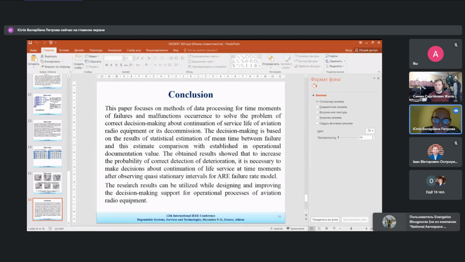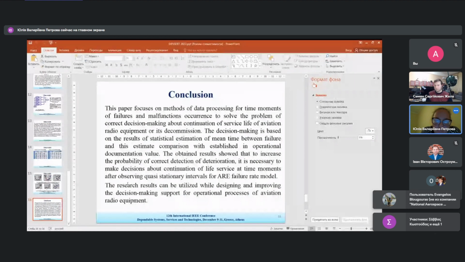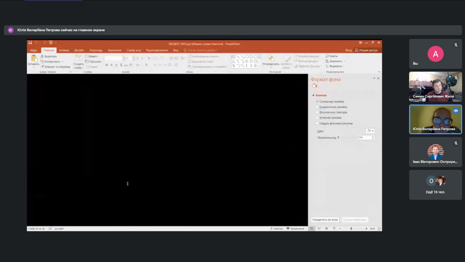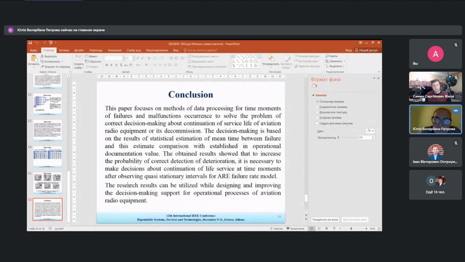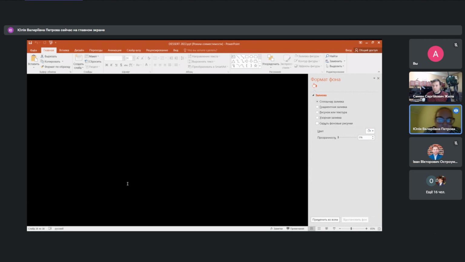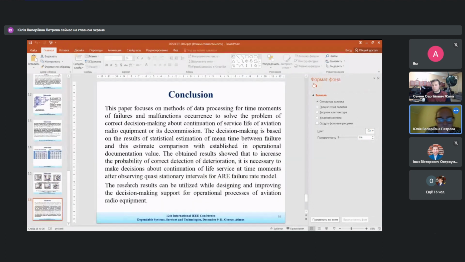And in conclusion, I can say that the obtained results show that to increase the probability of correct detection of deterioration, it's necessary to make the decision about continuation of service life at time moments after observing stationary intervals for the aviation radio equipment failure rate model. And this research result can be utilized while designing and improving the decision-making support for the operational process of aviation radio equipment. Thank you for your attention.